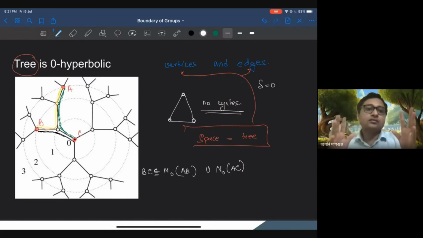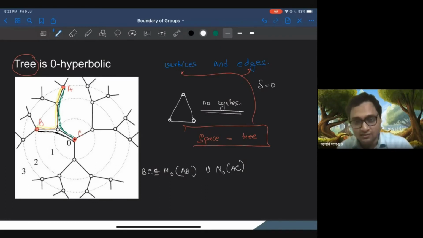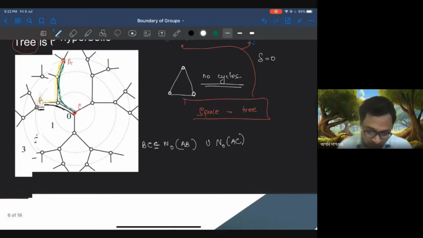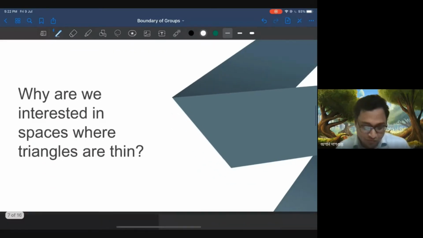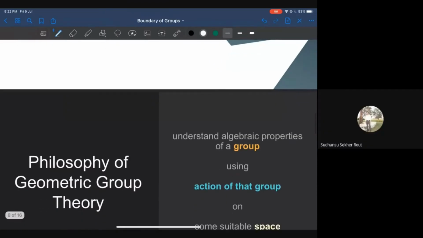Okay, so far we understand what is the meaning of the word hyperbolic in our context. In the space, triangles are thin. Now let's see what comes next. Why are we interested in spaces where triangles are thin? What in the world are we going to do with that? Okay, let's see.